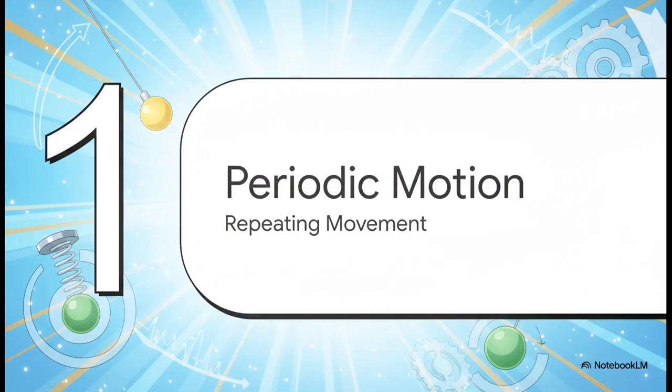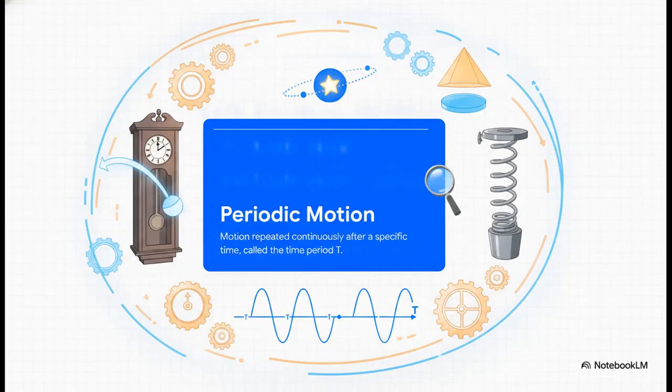All right, section 1. What is periodic motion? The absolute foundation of repeating movement. So periodic motion is basically what happens when a movement repeats continuously after a specific amount of time. And what's really interesting here is that specific time requirement. It's not just some random repetition, it has to happen after a very precise, predictable duration. In the physics world, we call this the time period, and we denote it with a capital T. Simply put, if a movement repeats precisely based on T, boom, you have periodic motion.